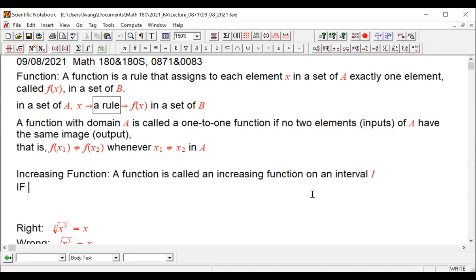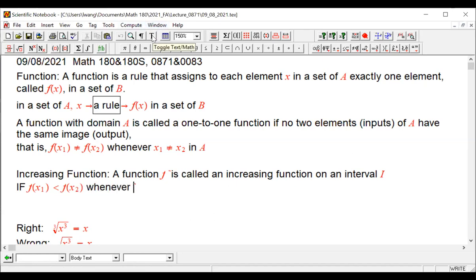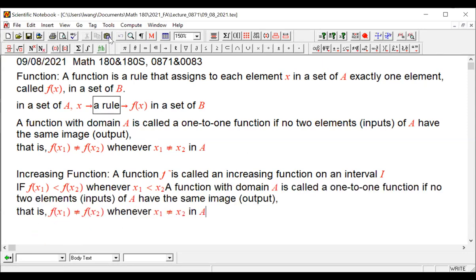the output, so I'm going to insert this symbol here, F. A function F is called an increasing function if F of x1 is less than F of x2 whenever x1 is less than x2.